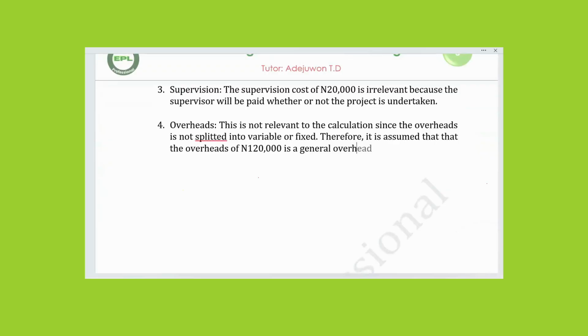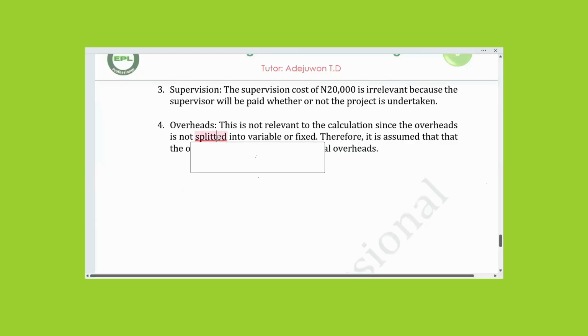So if the examiner differentiates this overhead into fixed and variable, only the variable overhead you are going to consider. The fixed is irrelevant. But because it is not split, it is not differentiated, that's why we are treating it as general overhead.